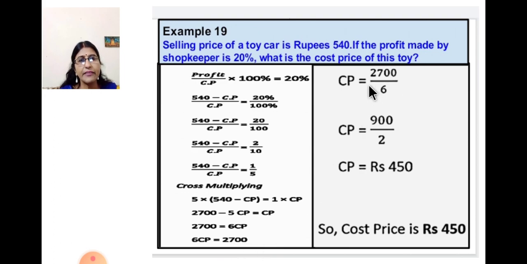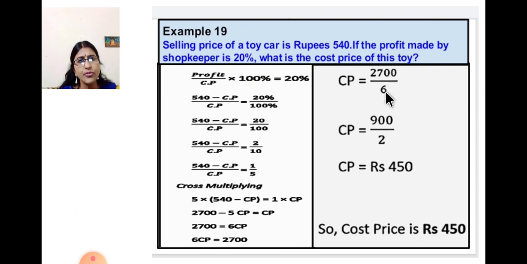Now CP will be equal to 2700 first we'll write, and then this is 6. This we will take it to this side. Here there is no sign in between CP and 6, means there is multiplication. And this 6, when you take it to the other side, you will have to divide. So 2700 will be divided by 6, and then we are going to reduce.